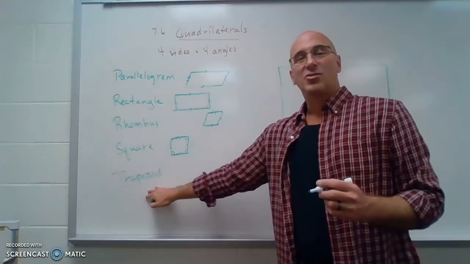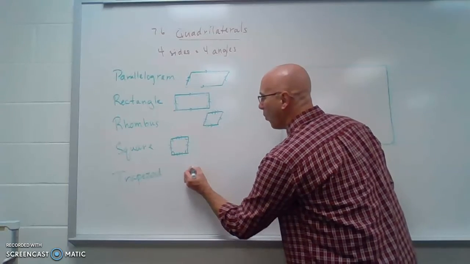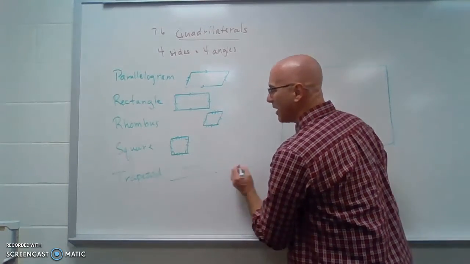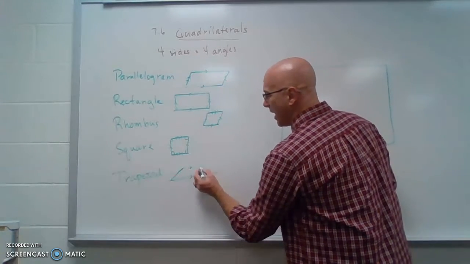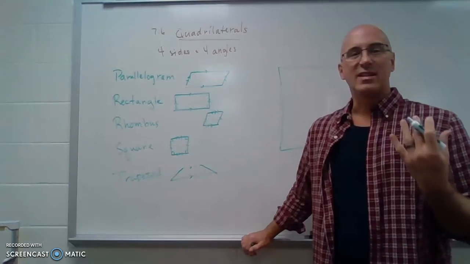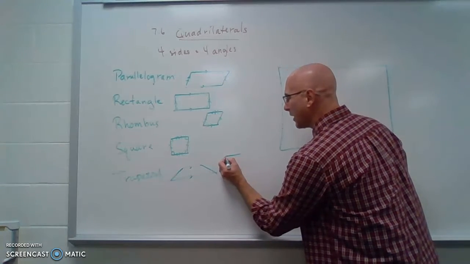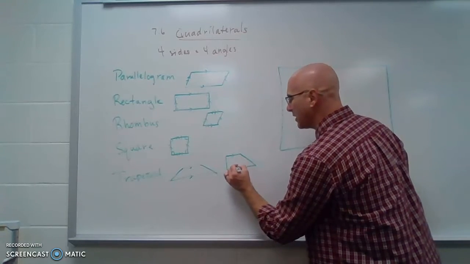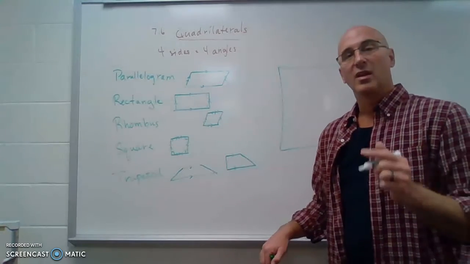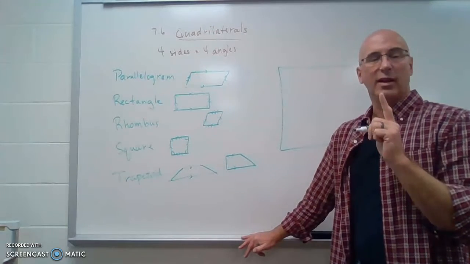And then trapezoid. If you have exactly 1 set of parallel lines, so this is parallel to this, and the other set is not, that's called a trapezoid. It could even look like this, because this side is parallel to that side. So that has only 1 set of parallel lines.